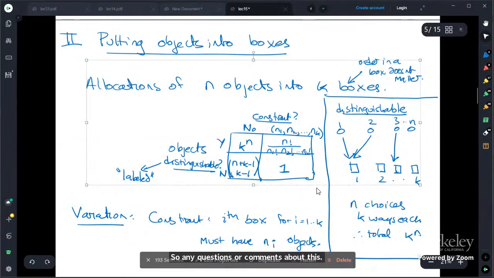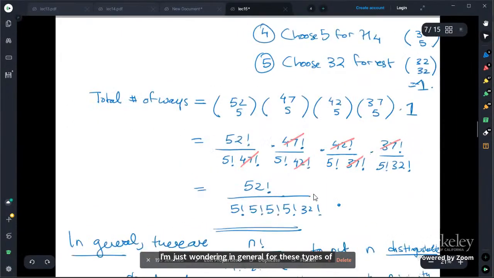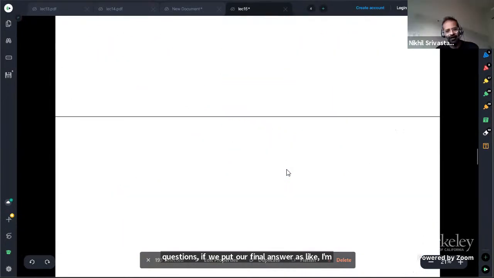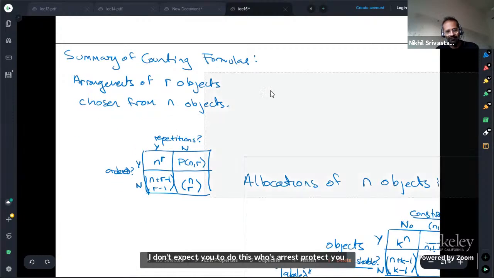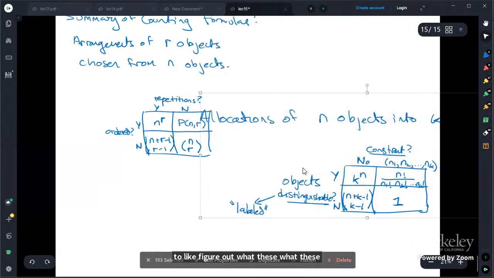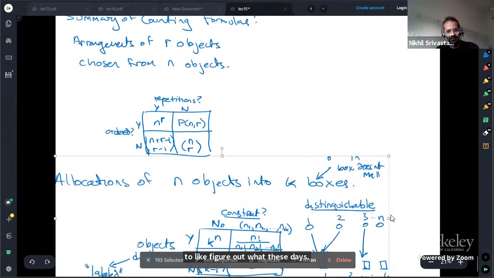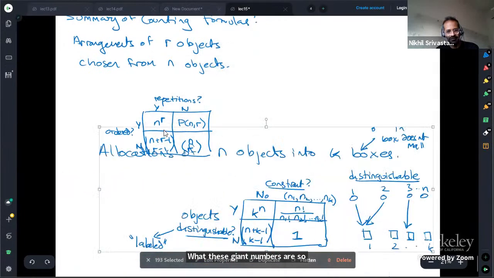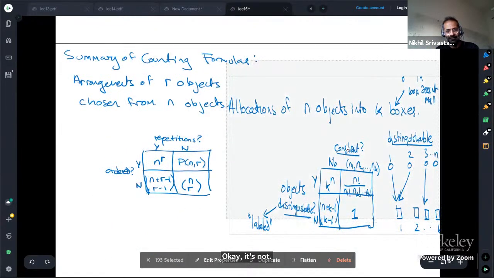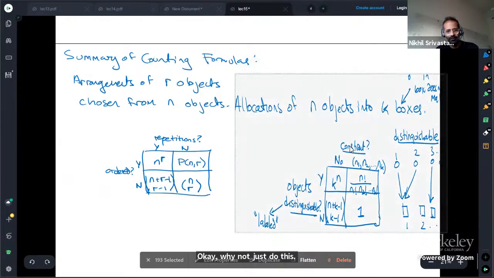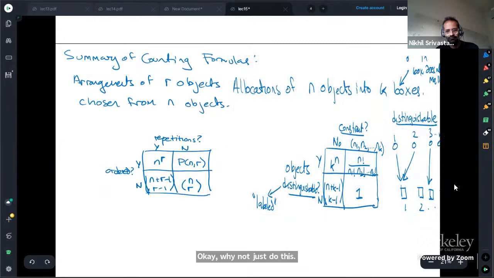Just wondering in general for these types of questions, if we put our final answer as like what you had here? Yeah, like 52 factorial over those factorials, that's fine. I don't expect you to do this huge arithmetic, to figure out what these giant numbers are. And I guess I'll erase this stuff here.